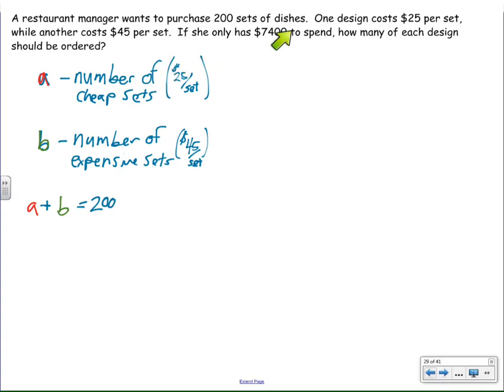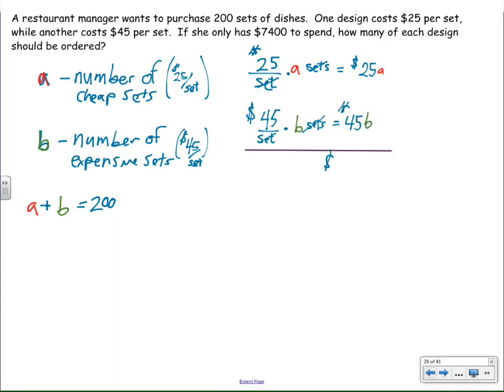Now, the second thing I do is I look for rates. There's always going to be some sort of rate of change here to convert your variables. So $25 per set. You see the word per? That's a rate. 25 per set. And so I could say $25 per set times A sets gives us 25A dollars. So again, dollars per set times sets equals dollars. Similarly, $45 per set times B sets gives us 45B dollars. The other information from the paragraph then says that if we spend all the money, it'd be $7,400. So the dollars spent on cheap sets plus the dollars spent on expensive sets has to total $7,400. In other words, this has to be true.